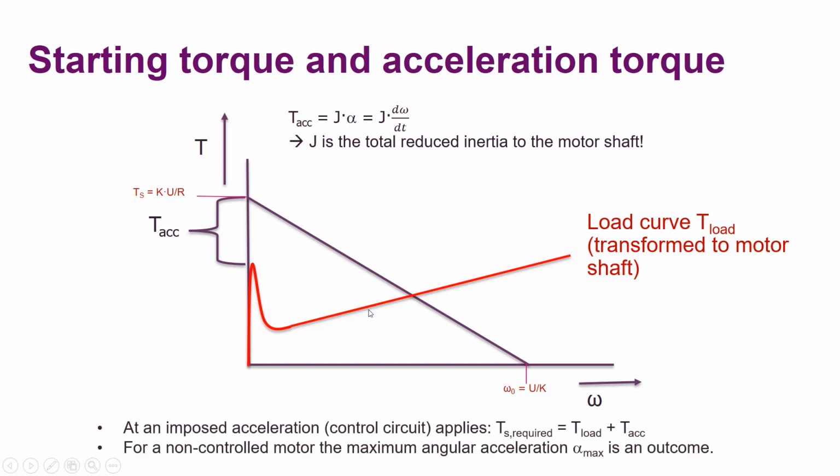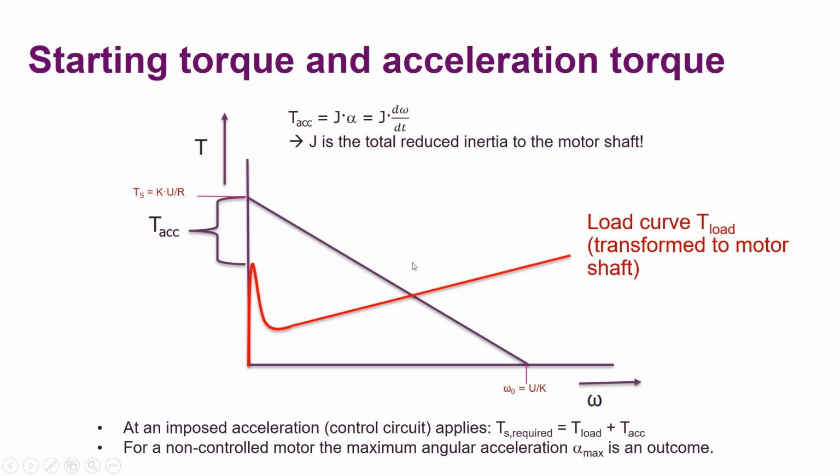But in a situation where we have an imposed acceleration, like in control circuits, speed control or position control, then we have to do it the other way around. We have an imposed acceleration, so an imposed acceleration torque. We have to add that to the maximum load torque, and then we get a requirement to the maximum motor torque. So the maximum motor torque is equal in that situation to my maximum load torque plus my maximum acceleration torque. And for the non-controlled motor, we have seen that the maximum acceleration is an outcome.